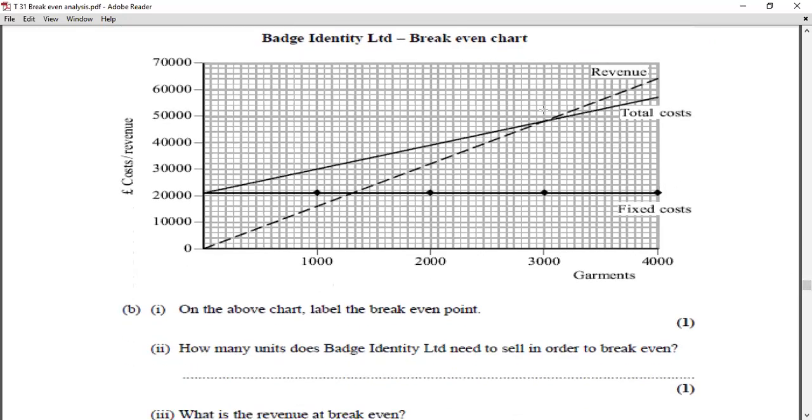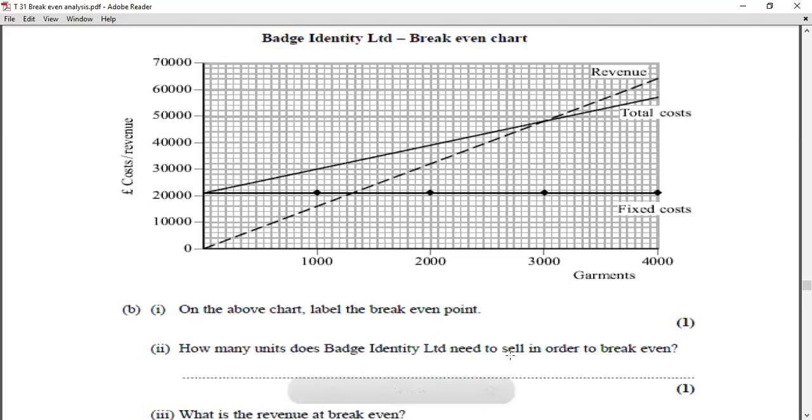So here, label the break-even point. On this axis, you can see the volume is 3,000, and the value is about, but less than, 5,000. How many units does Batch Identity Limited need to sell in order to break even? They're asking for the break-even point, the intersection point. If we go down here, it's 3,000 units of garments they have to sell in order to break even.